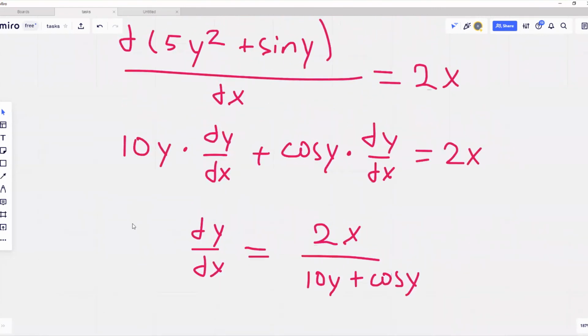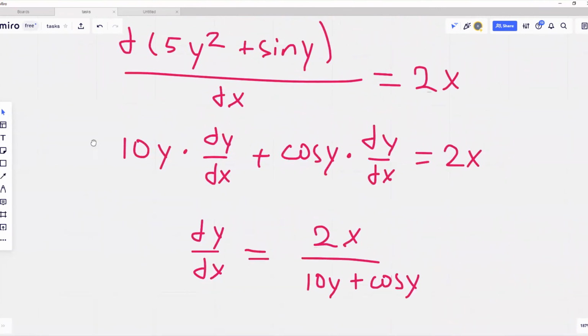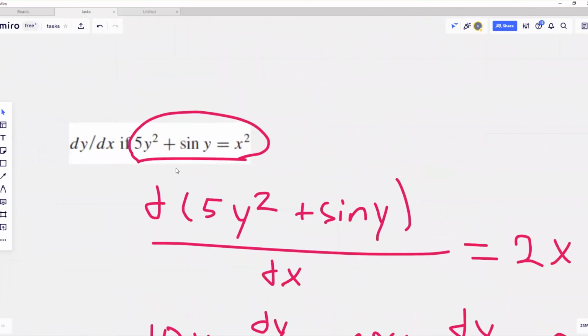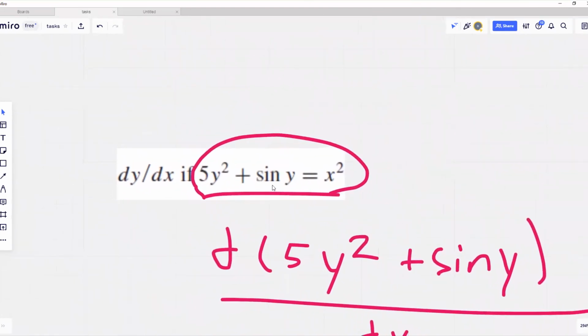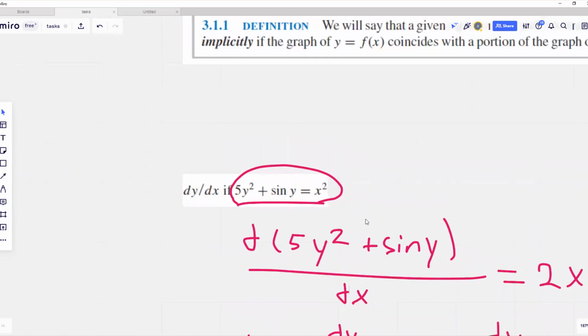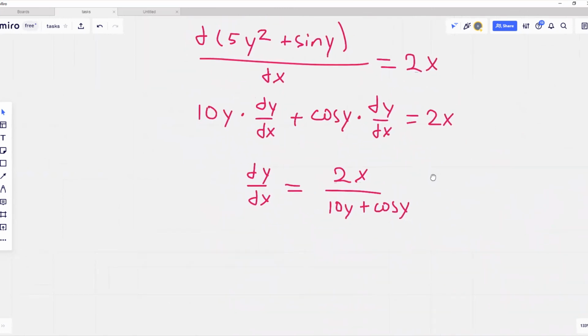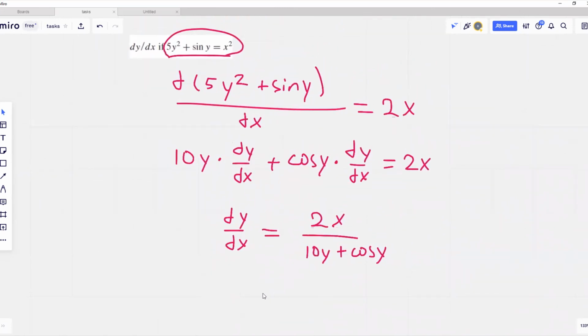All right, guys. So what we have learned is that if our equation defines y as a function of x implicitly, then it is not necessary that we have to find y in terms of x. What we can do is find dy over dx using implicit differentiation. And the trick that we applied just now is known as implicit differentiation.